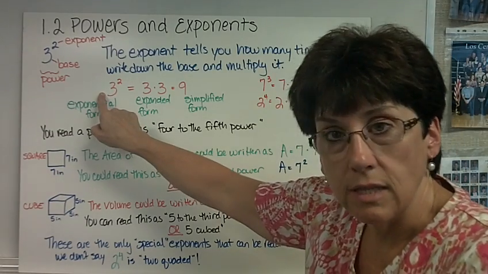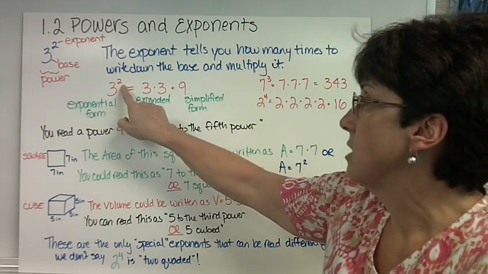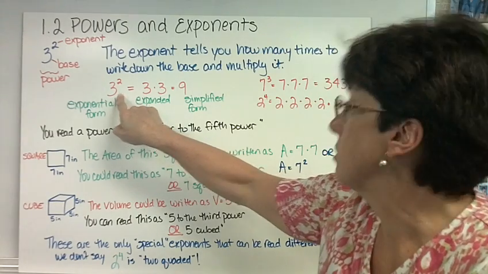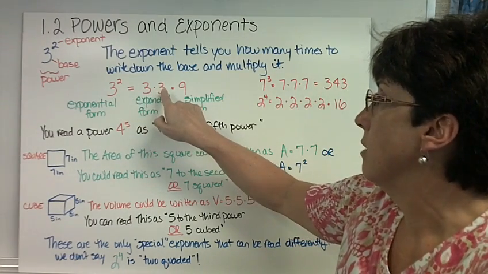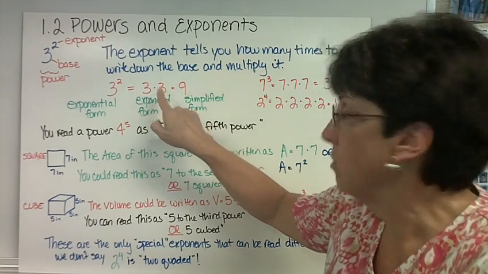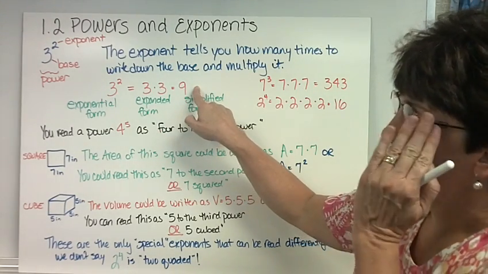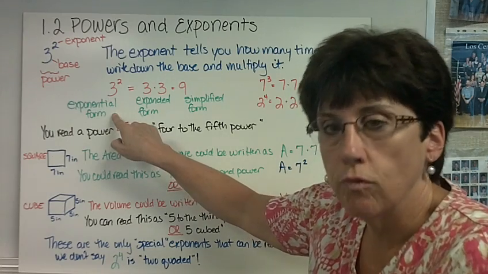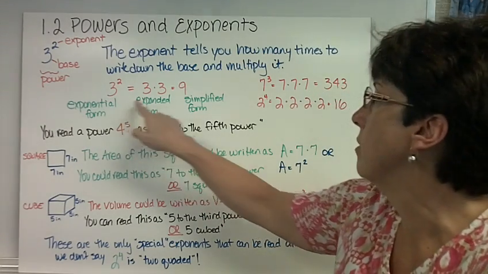The exponent tells you how many times to write down the base and multiply it. So 3 to the second power, this little 2 tells you write the 3 down 2 times. 3 times 3. And if we do the math, we get 9. 3 to the second power, that is in exponential form because it has an exponent.